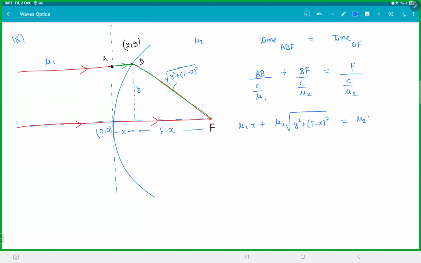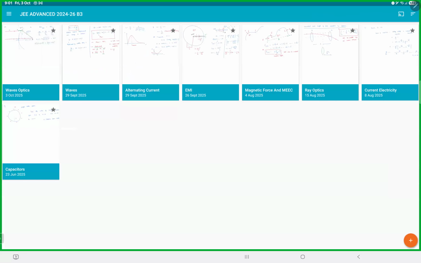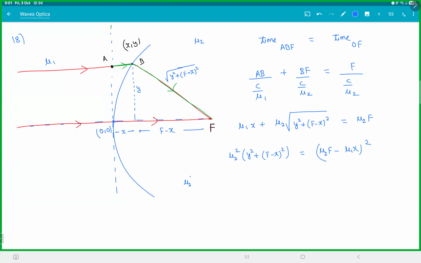This is mu2 F. Send that mu1 X that side and square it on both the sides. You'll get mu2 square y square plus F minus X whole square. This will be mu2 F minus mu1 X whole square. Expand this. This will be mu2 square y square plus mu2 square F square plus mu2 square X square minus 2 mu2 square Fx is equal to mu2 square F square.